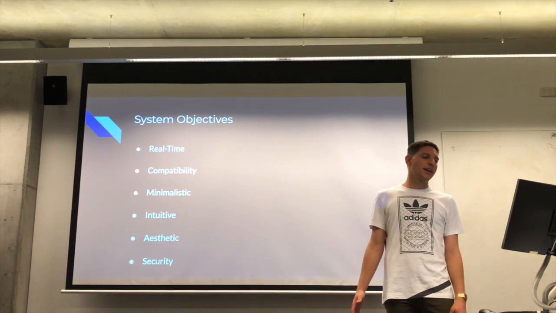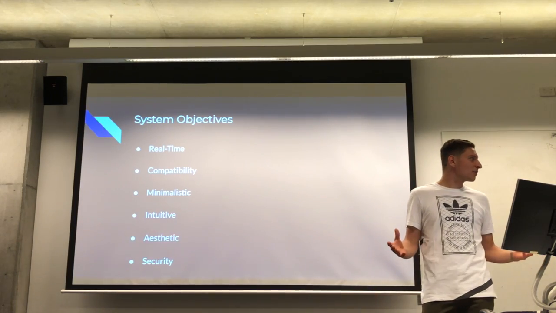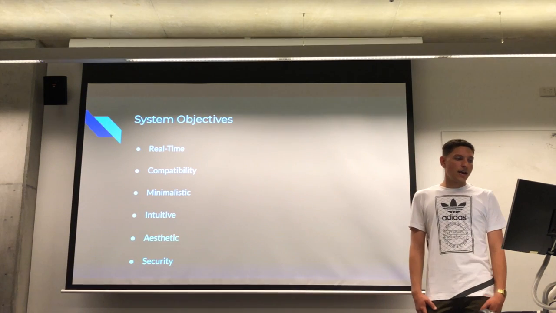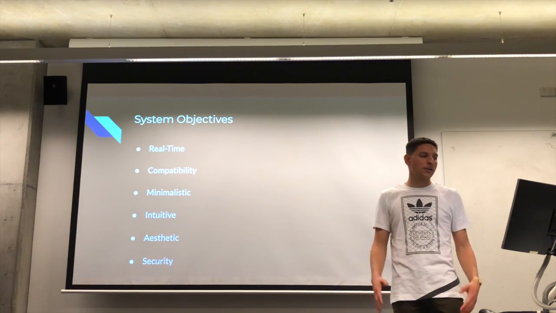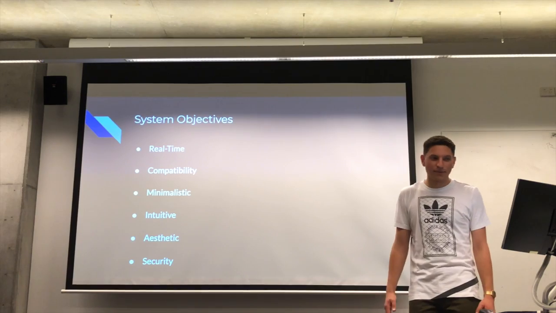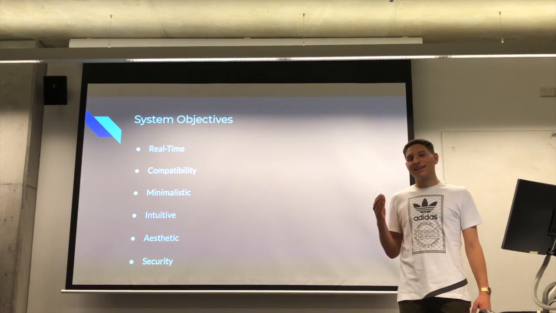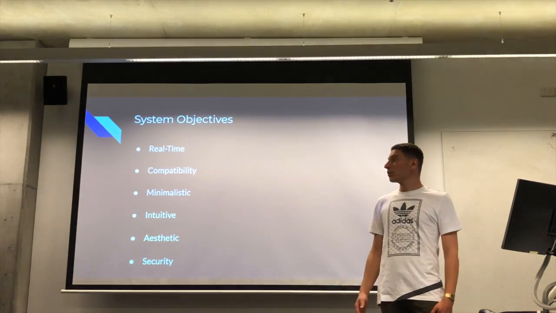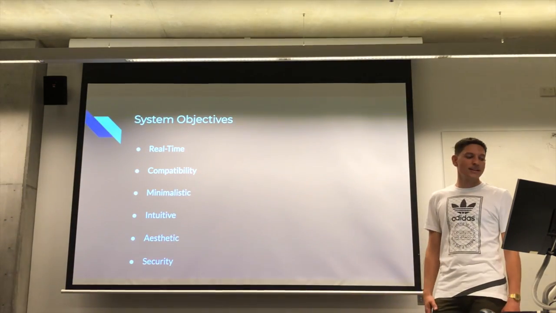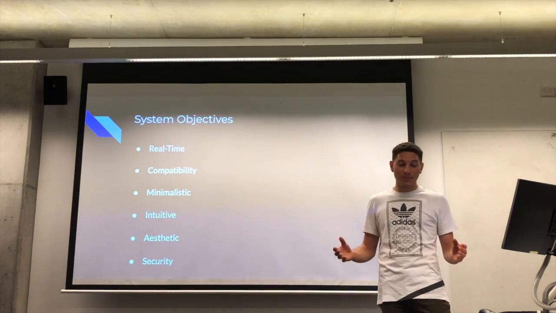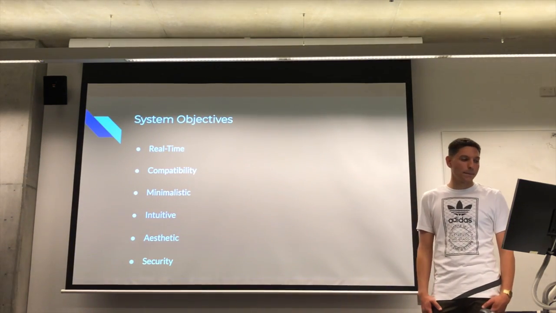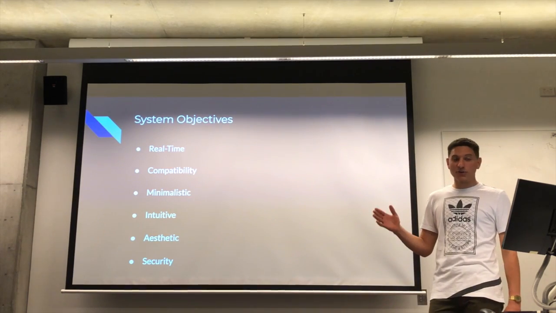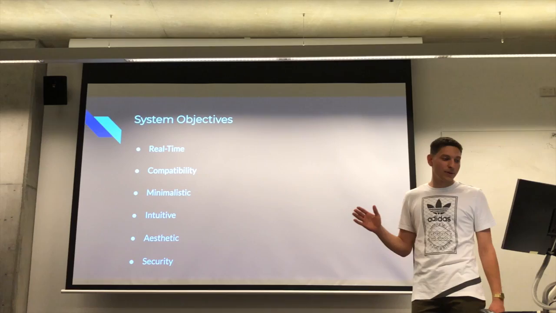Next is minimalistic. This means that the information gathered from the Pi is able to easily be understood by users without too much depth in the information. Next is intuitive. So this means that the design of the Pi is easy to understand and configure for the users. We also have included aesthetics. This means that the Pi itself is aesthetically pleasing and not hard to look at. We've also implemented security, meaning that information is encrypted and not able to be hacked.